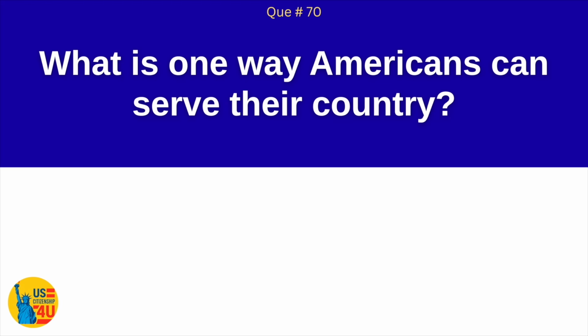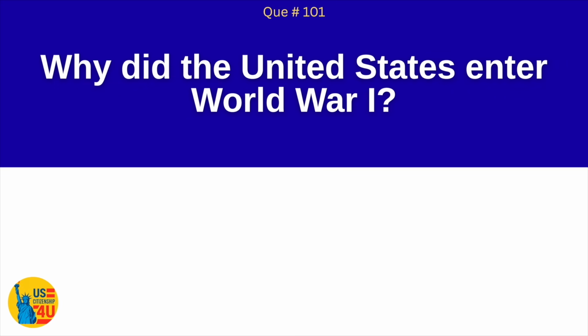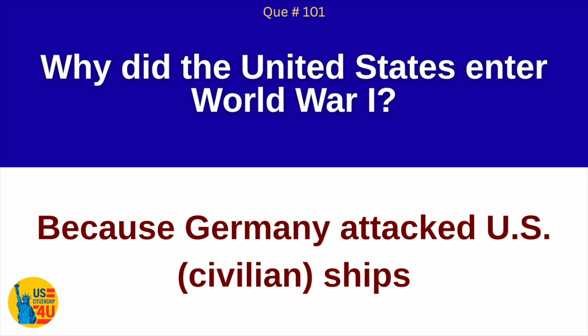What is one way Americans can serve their country? Vote. Why did the United States enter World War I? Because Germany attacked U.S. civilian ships.